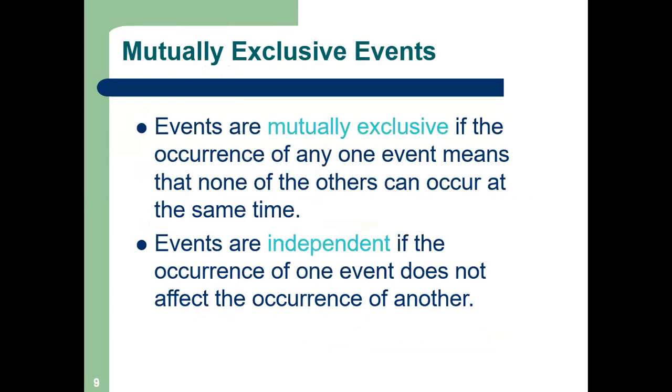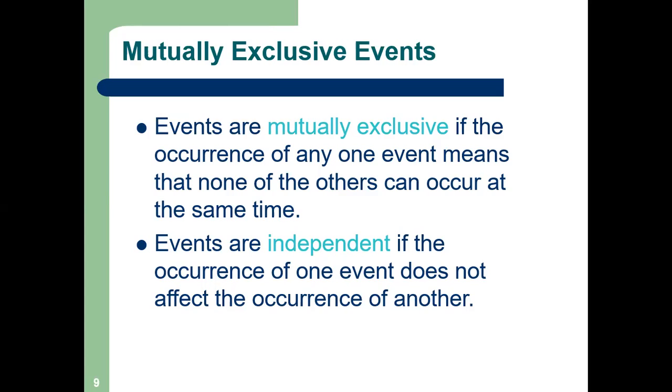There are two more important aspects in the probability concept. One is mutually exclusive. If you recall, while we were measuring frequency distribution, we talked about this mutually exclusive. Mutually exclusive means the categories are actually independent from each other. There is no overlap between categories. So here this concept means that the occurrence of any one event means that none of the others can occur at the same time.